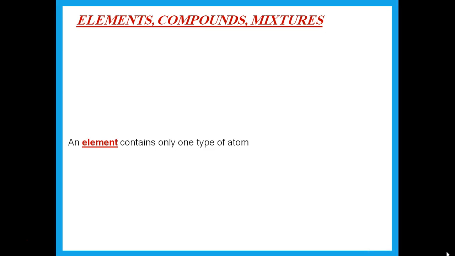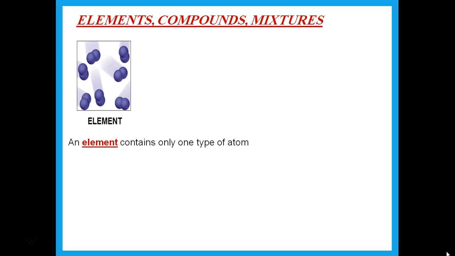Element is defined as something that contains only one type of atom. Not one atom, it contains one type of atom. So it has many atoms, but all of them are identical. So you can say it contains identical atoms or one type of atom, or all the atoms are the same.